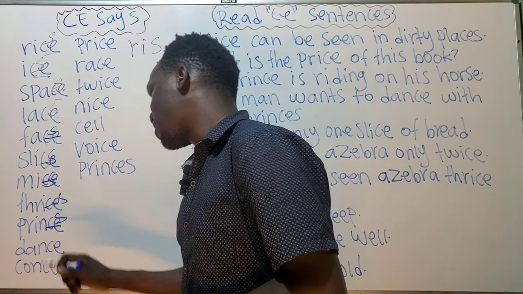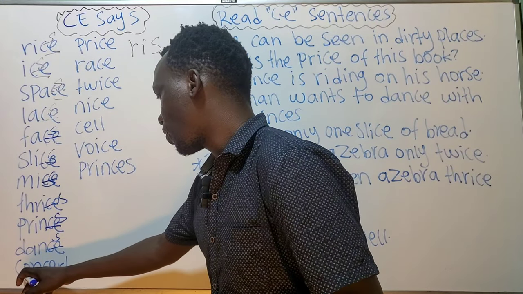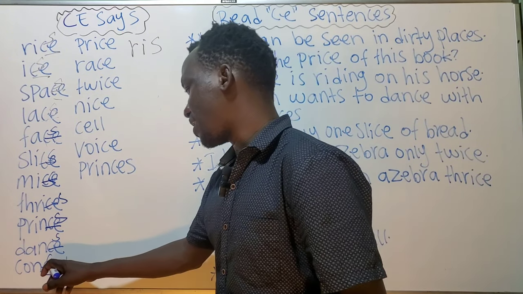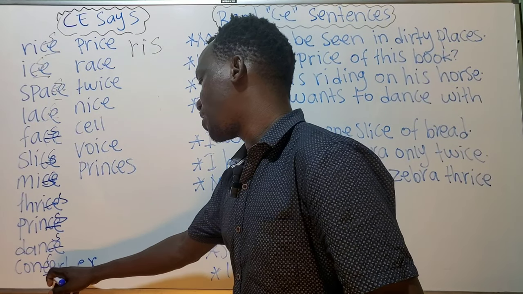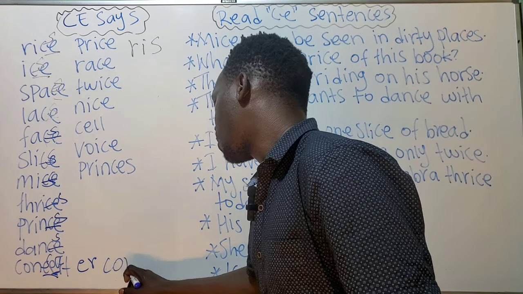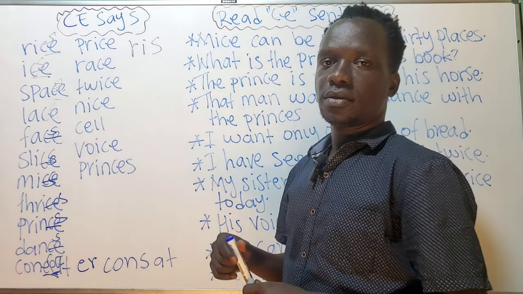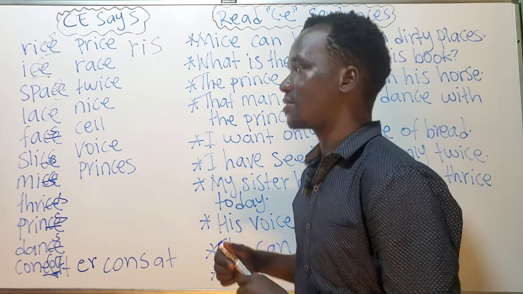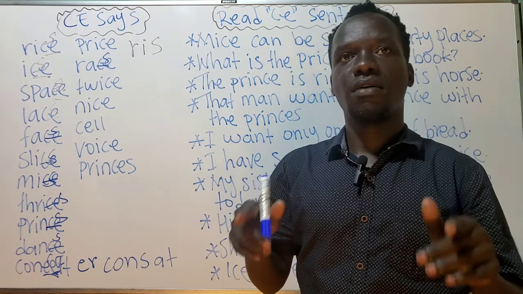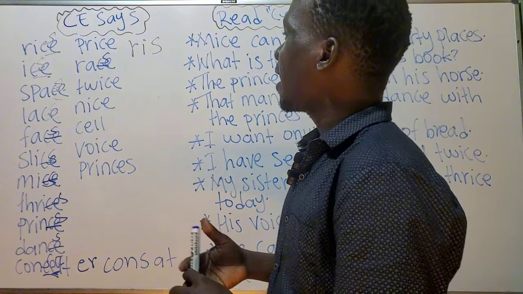And "prince". This one is "prince". And then this one is "dance". And this one is "concert". There will be an S here. Concert, with the ER here, it will have an A there. And then this one is "race", not "ras", but "race". Race is when two or more people are competing, either by running on foot, or by motorcycle, car, or bicycle.